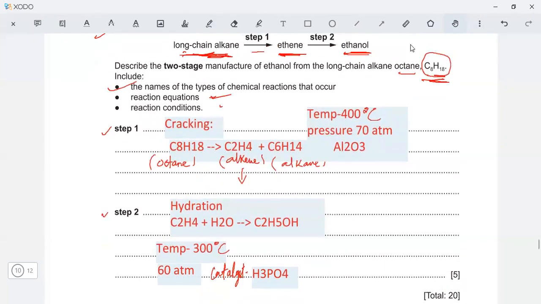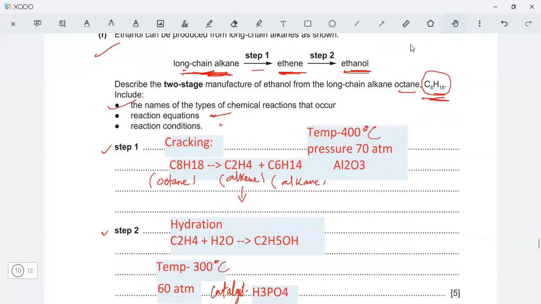So make sure that you first write the name of the chemical reaction that happens in step one. In step one, a long chain alkane is cracked under heat, so it produces ethene, right? So the name of this first reaction is cracking. Here we have taken octane. Octane is heated, then it forms alkene and a lower alkane as well. So that is basically a cracking reaction.